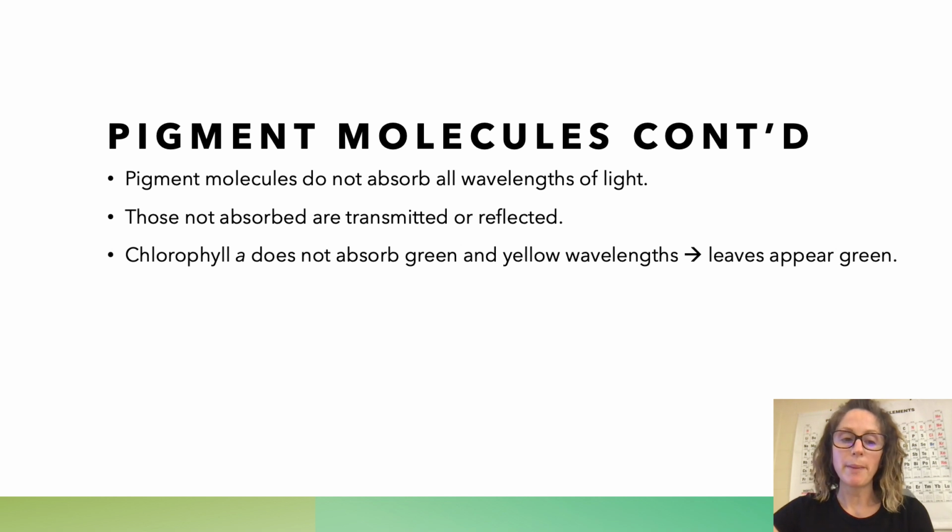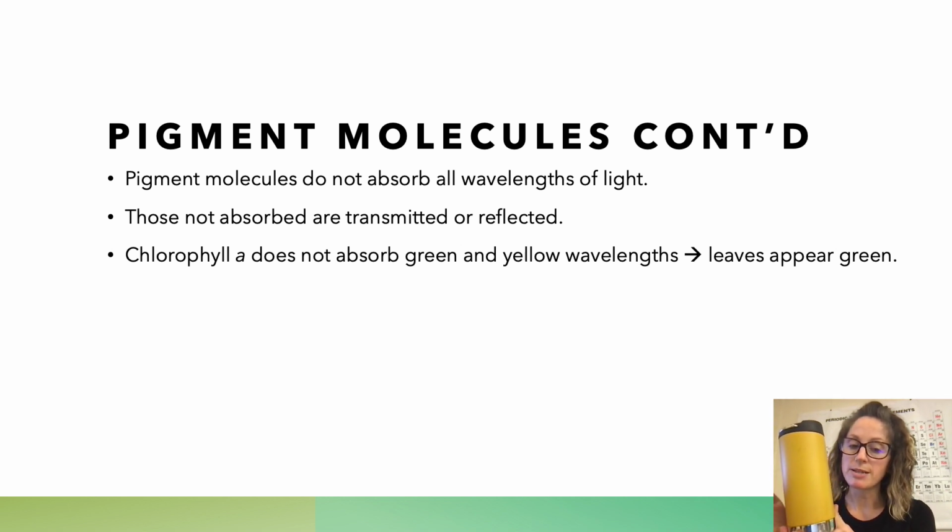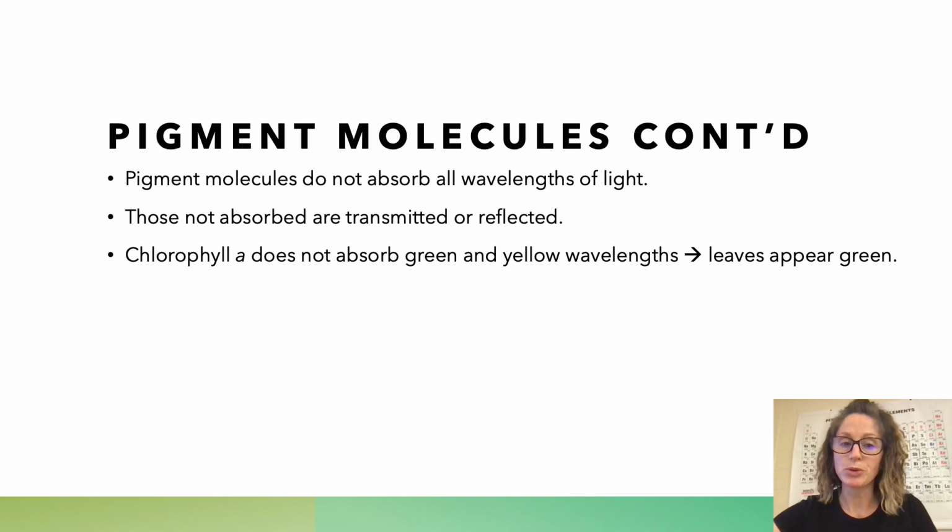It's important to know that pigment molecules do not absorb all wavelengths of light. So similar to any other object that we see, for example, this mug appears yellow because it does not absorb yellow wavelengths of light. So it reflects yellow, so the yellow hits our eyes and we see this as yellow. The same is true for chlorophyll pigments. So chlorophyll A, for example, does not absorb green and yellow wavelengths. So this is why leaves appear green.